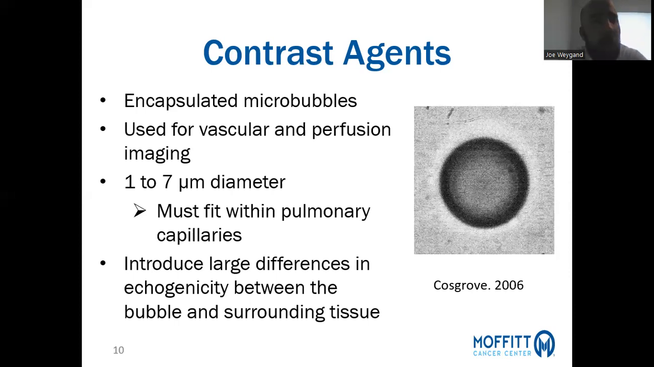So in ultrasound, remember the contrast is driven by differences in acoustic impedance. Here, what we do is we introduce these encapsulated microbubbles, which have a very different acoustic impedance relative to the tissue that it surrounds. These are used for vascular and perfusion imaging. They have to be very small, on the order of microns, so that they fit within the pulmonary capillaries. And ultimately, they exploit contrast by introducing large differences in echogenicity between the bubble and the surrounding tissue.